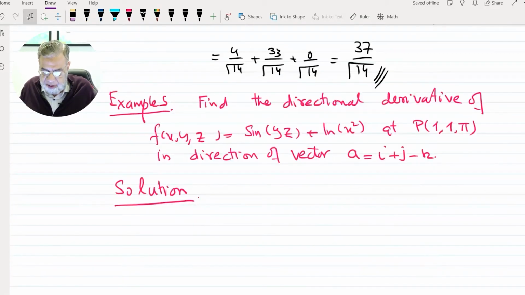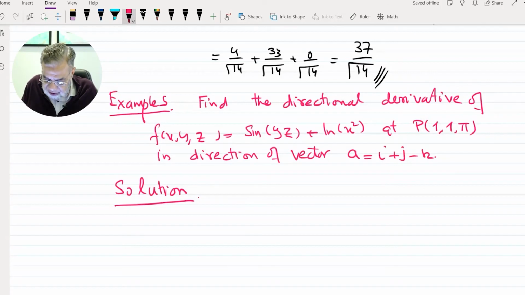Another example, we want to find the directional derivative of the function f(x,y,z) equal to sine yz plus ln of x squared at the point P, which is 1, 1, and pi, in the direction of the vector A, that is equal to i plus j minus k. So again, we find the gradient, then find the gradient at the given point, and then we find the unit vector, and we take the dot product.